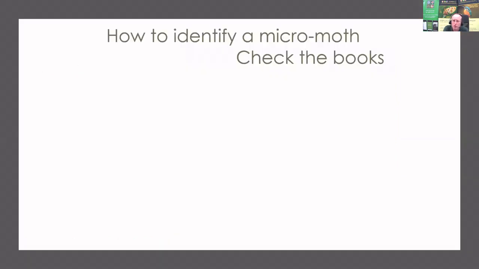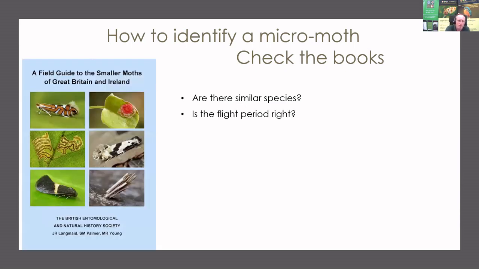So, checking the books. What is it that I mean when I say you need to check the books, just to make sure that what you're looking at is what you're expecting it to be? The first thing is, are there similar species that you need to take into account? Is the flight period correct? The field guide of smaller moths will really help you with that. But as with other groups, flight periods can be a little bit unreliable, particularly as our climate changes and things come out at slightly odd times of year. It can still be a useful guide.